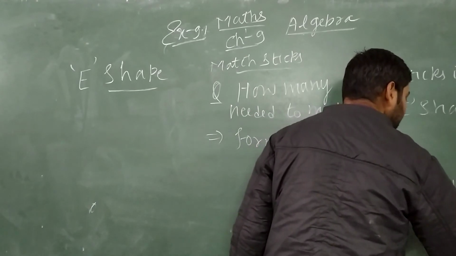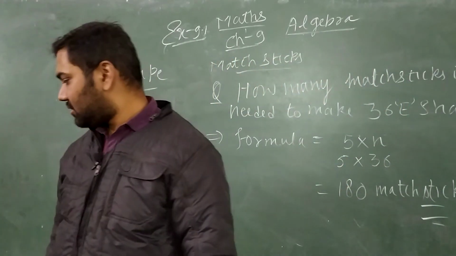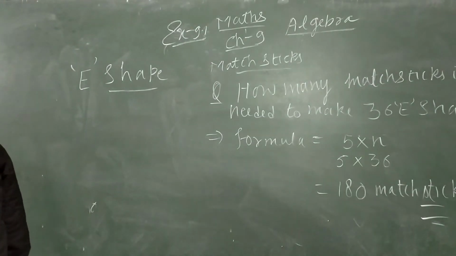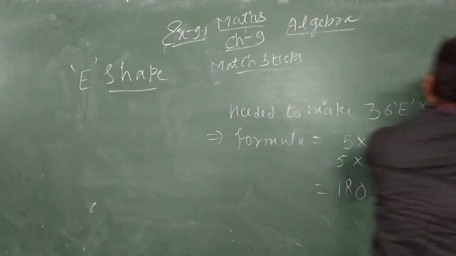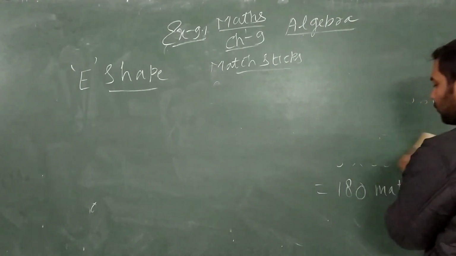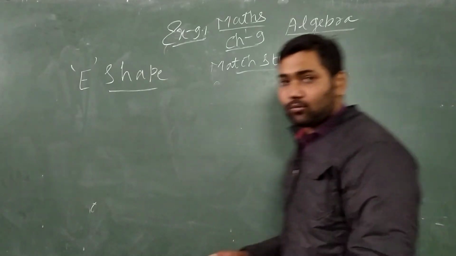180 matchsticks are needed to make 36 E shapes. Okay, so by this we will do the questions of matchsticks by making a formula. You have to make a formula.